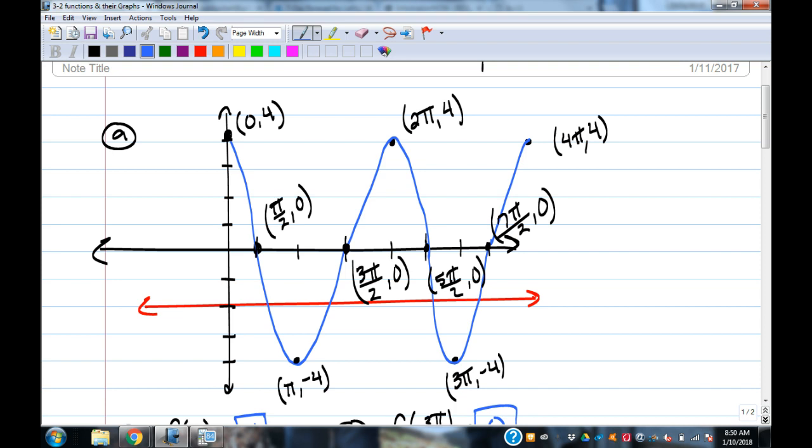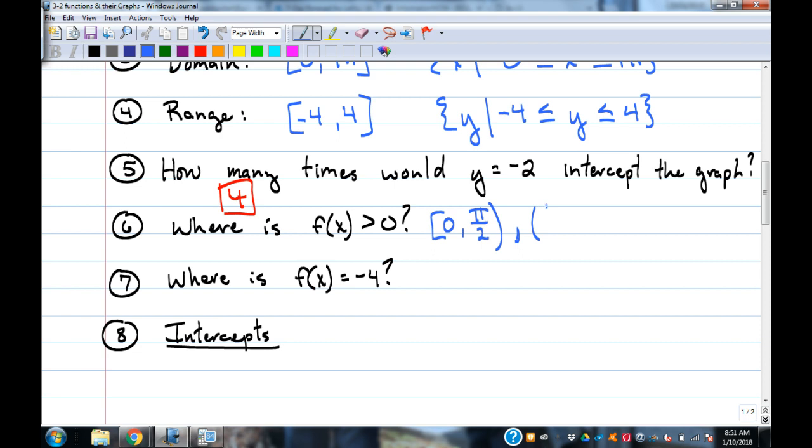Does that include 3 pi over 2? No. So we're going from 3 pi over 2. Everybody's positive, still positive, still positive, until 0, at 5 pi over 2. X values again, we're reporting x values. So is 3 pi over 2 included? Is 5 pi over 2 included? No, because their y values are not greater than 0. They're equal to 0. So we can't include them. So 3 pi over 2 to 5 pi over 2.